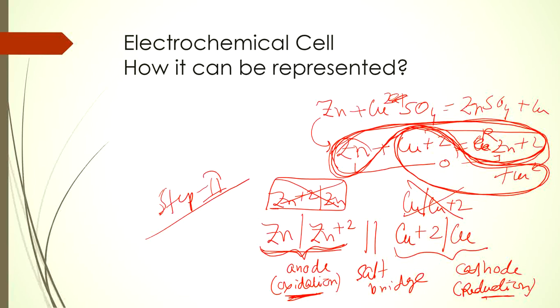We should write the equation in the ionic form prior to drawing the electrochemical cell, otherwise it will be a problematic situation.